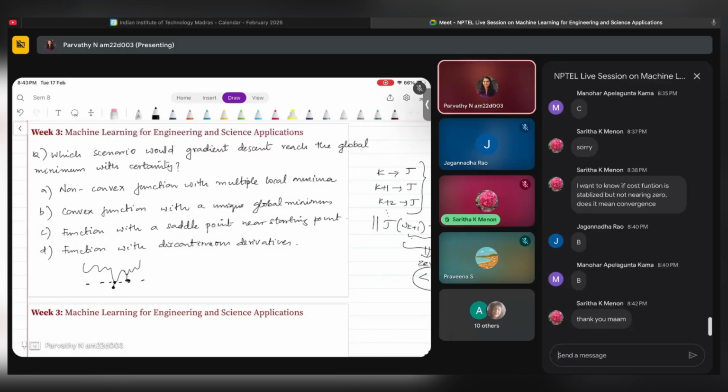When we have a convex function, for example the error, x minus x bar, the whole square, this is a convex function. Here we know that if you find a minimum, it is the local minimum as well as the global minimum. So in this case, we can tell for sure that gradient descent has reached the global minimum with certainty. So this is an example of a convex function with a unique global minimum, but not in the other cases.